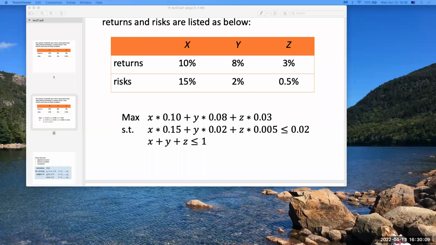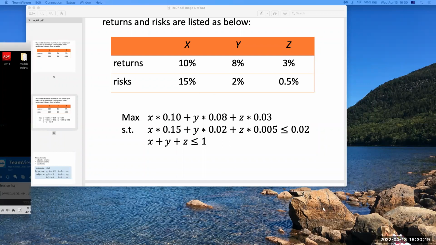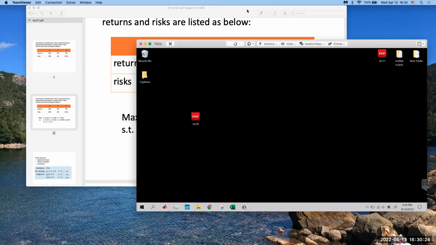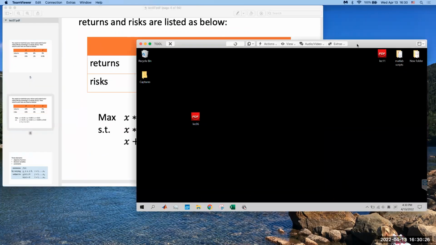Okay, so now we've got the optimization problem in the mathematical format. The next step, we're going to transform that to the Excel format. So basically, we're going to open Excel.